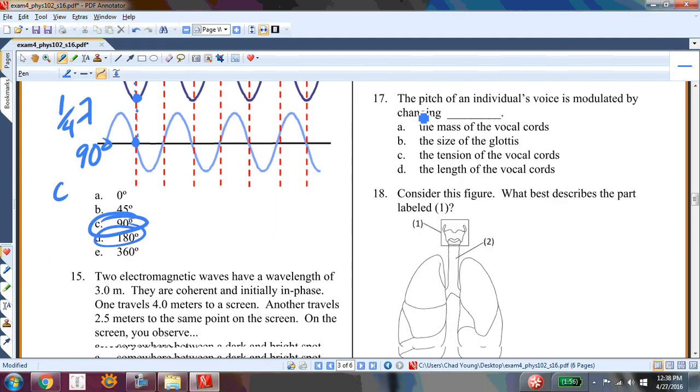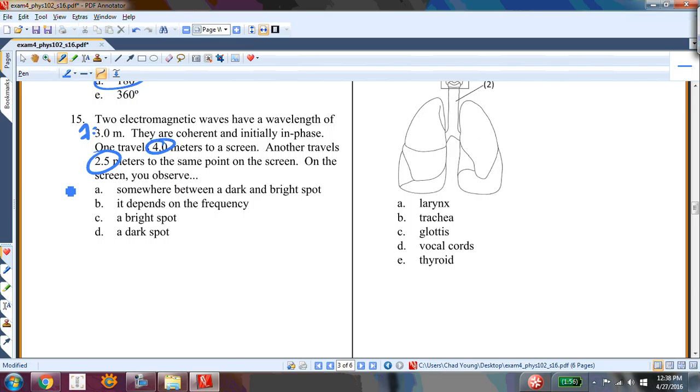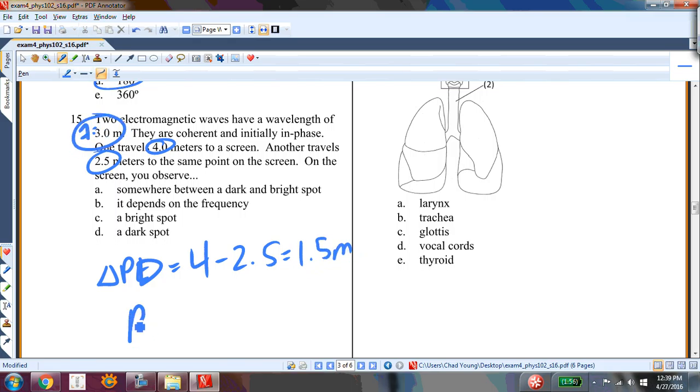All right, and we're back. So two electromagnetic waves have a wavelength of 3 meters. That's our wavelength. One travels 4 meters, the other travels 2.5 meters. What do you observe on the screen when they come to that point? Well, the difference in path length is equal to 4 minus 2.5. That's equal to 1.5 meters. The wavelength is 3 meters, so the path length difference is equal to a half a wavelength. If I'm offset by a half of a wavelength, that means I get total destructive interference. So D is the right answer.